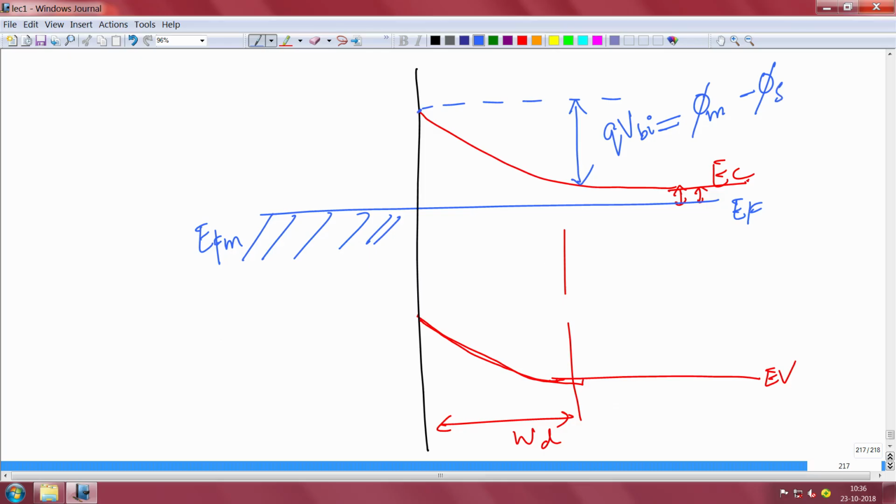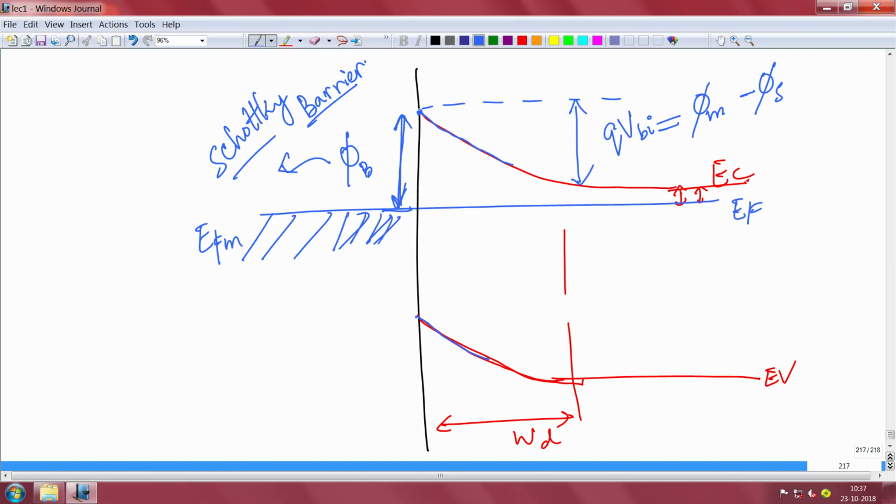And then this barrier that has formed between the metal Fermi level and the tip of the conduction band of the semiconductor here, this is the conduction band of the semiconductor, and this is the valence band of the semiconductor. This barrier that has formed is called phi_b, capital B or small b either way, and that is called the Schottky barrier. It is the barrier between the metal Fermi level and the tip of the conduction band here.